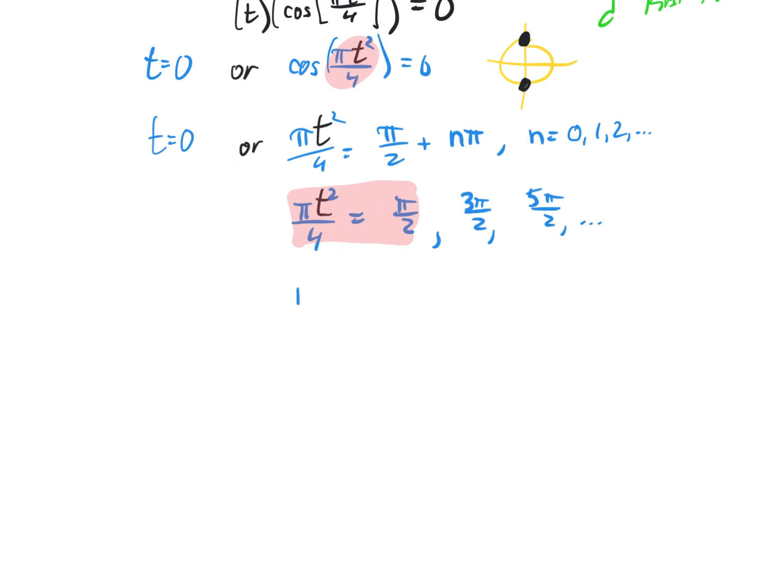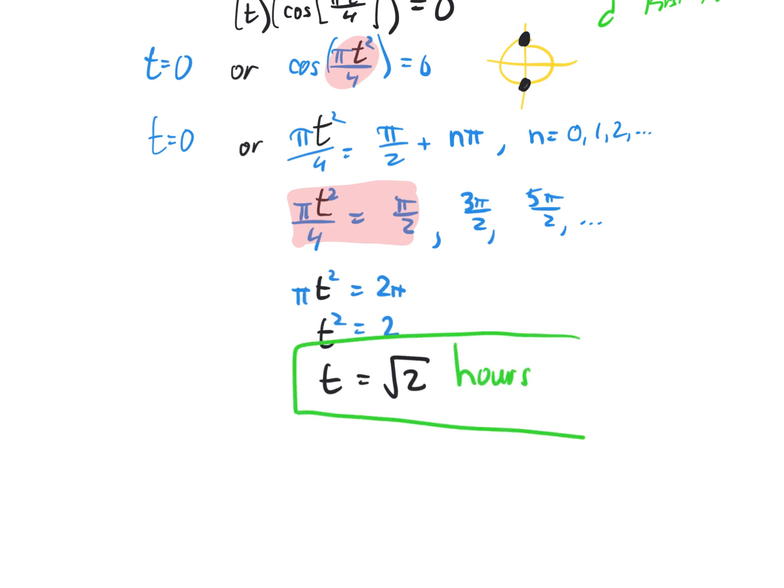So we'll multiply both sides times 4. Divide both sides by pi. Take the square root of both sides, and we only want the positive root. And be careful, read the problem carefully, this was measured in hours. At radical 2 hours, or about 1.414 hours, the penguin will change directions horizontally for the first time.